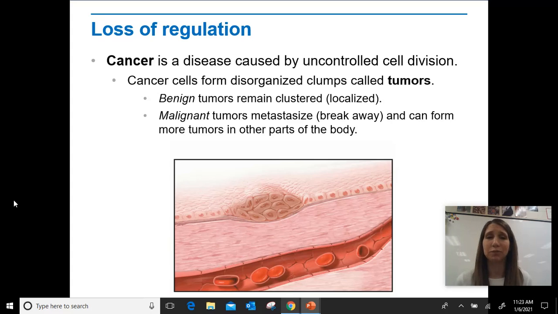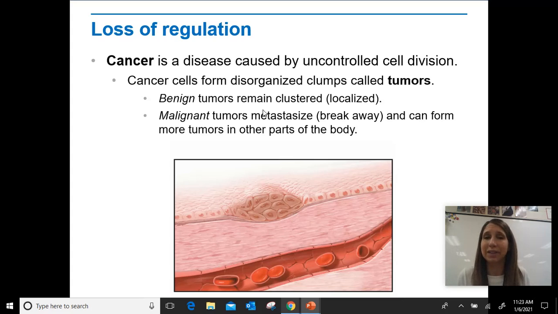There are two different types of tumors. We have benign, and that's how you say this word right here, benign tumors. They remain clustered or localized, which means they all stay in one place. A lot of times, benign tumors are not super harmful or dangerous, and a lot of times they can just simply be removed. And if that's the case and nothing has spread before they were removed, you tend to kind of get it all, and the individual lives for a much longer period of time.